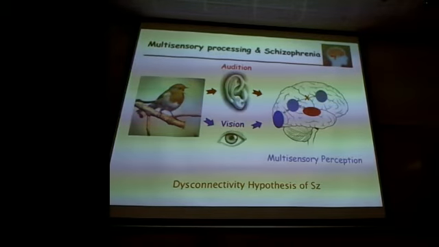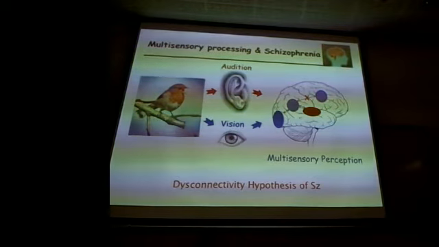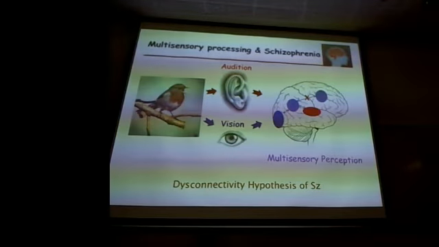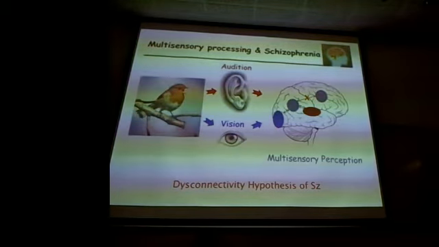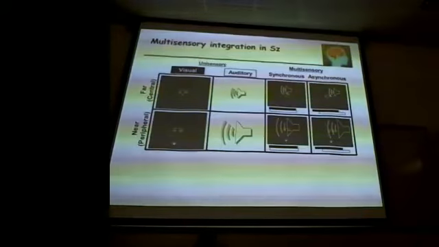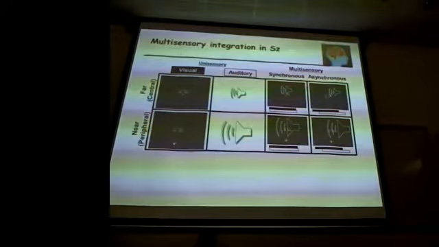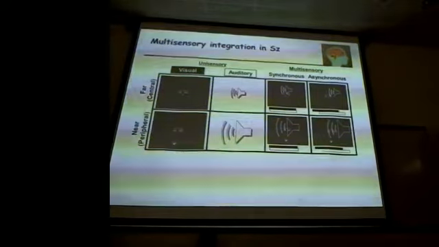So the general hypothesis was that patients with schizophrenia would have an impairment in their multisensory integration because of disconnectivity, as a kind of broad deficit in those patients. This is just an example of the paradigm that we used.